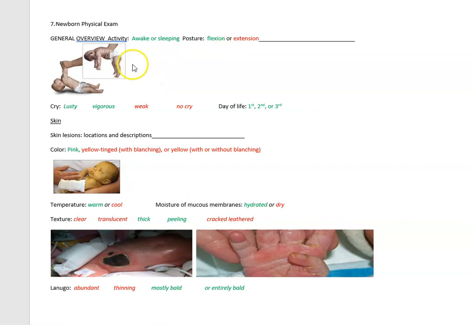The first thing is you're just going to look at, are they awake or sleeping? Are they in flexion or extension? Babies are well flexed when they're born, meaning that they have their arms bent and their knees bent. When you have a baby who's floppy like this, with no flexion and just full extension, it gives us cause for worry that there could be a neurologic injury. We want a nice lusty, which is loud and vigorous, cry. A weak or no cry makes us very concerned.